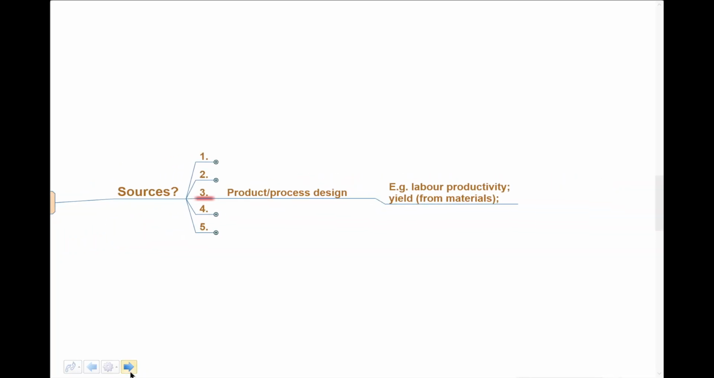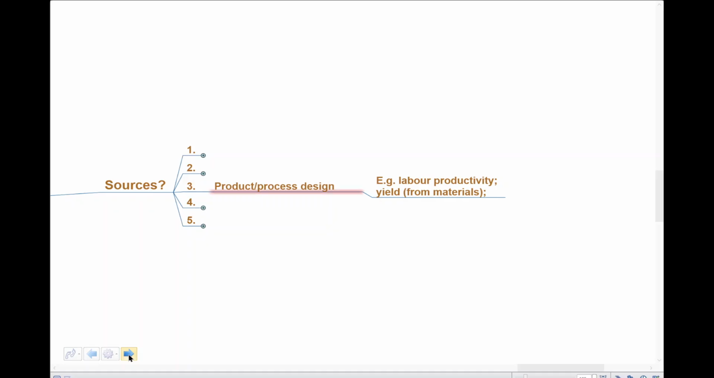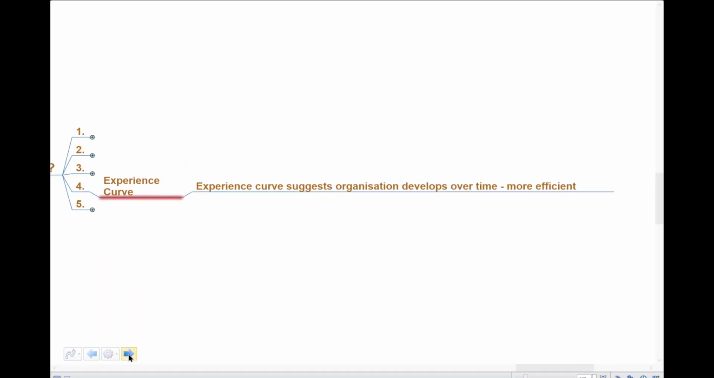Next area for us is product or process design. So, for example, we can design our product processes in order to be very, very efficient from a labor perspective. That takes organization, or perhaps from a yield perspective. In other words, the idea that we get more yield from materials, let's say, than other competitors do, if we're smart about it.